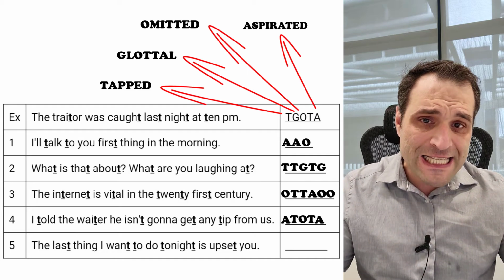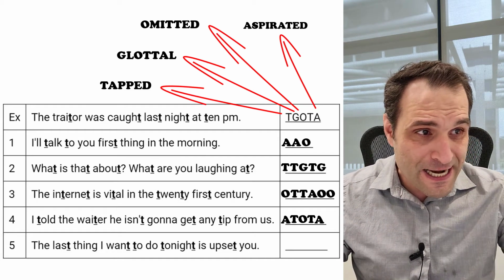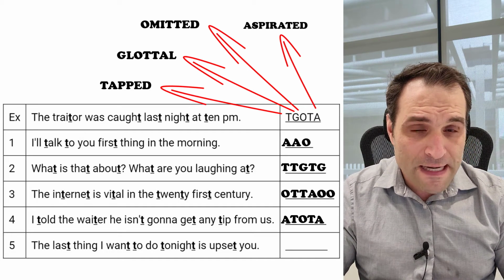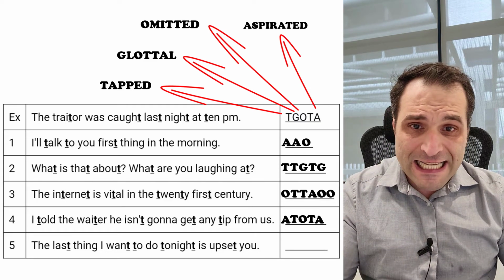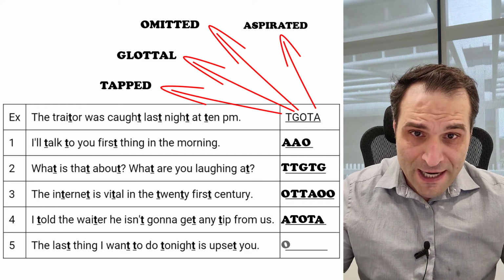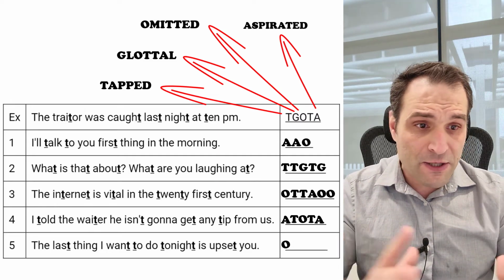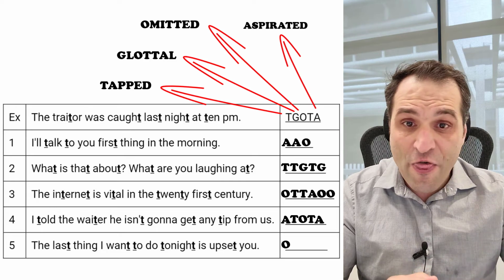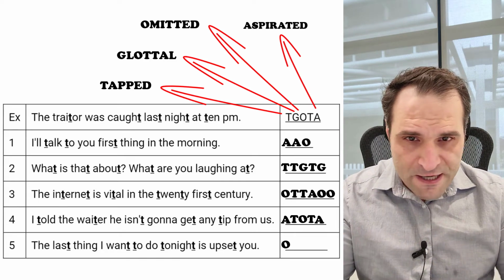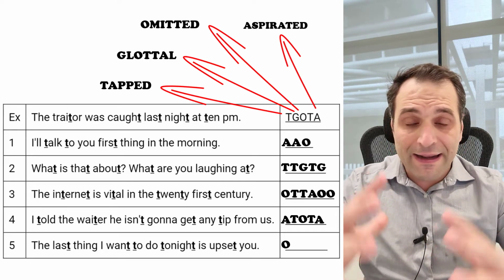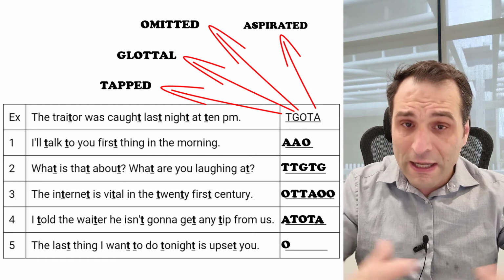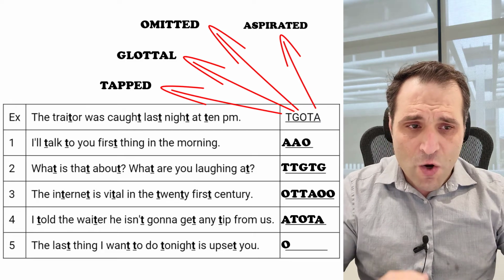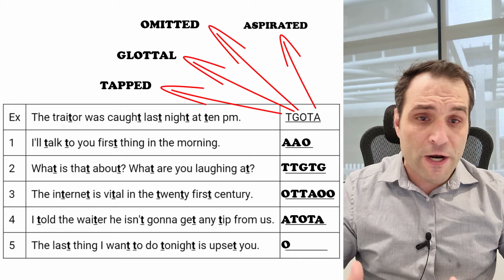And number 5, the last thing, remember what I said when I was doing number 1, right? First thing. That's the same thing here. The last thing. I'm dropping the T. I'm omitting it because you got S in last and you got th in thing. Very difficult combination. It's almost impossible to actually say it clearly. So I drop it. The last thing I wanna.